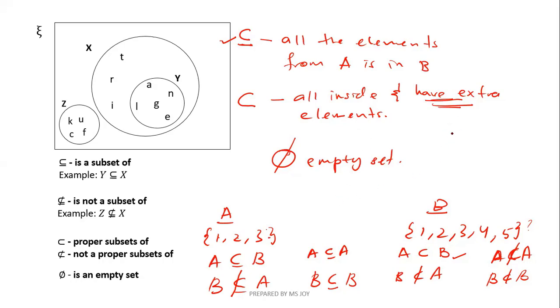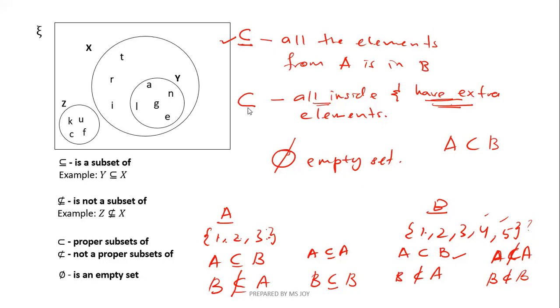Can I say that A is a proper subset of B? Yes or no? Okay, yes. Why? Because all the elements of A are inside B, correct or not? 1, 2, 3 is inside B. And also B has an extra element, correct or not? So that is why it is a proper subset, which means they have an extra element. Subset means all the elements should be inside. They don't care about the extra elements. Understand?